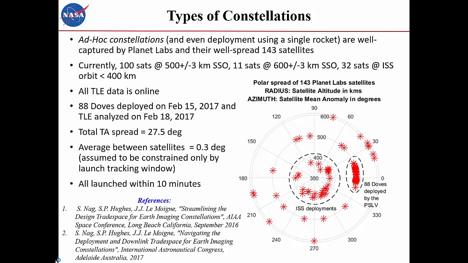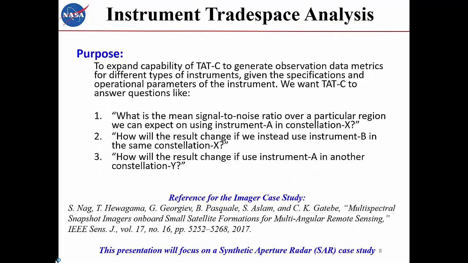But if you look at this data right now, they've nicely spread over the whole orbit. So that's an example of an ad hoc constellation, which we also model. So the purpose of this talk is to talk a little bit about the instrument trade space that we model as part of constellation design.